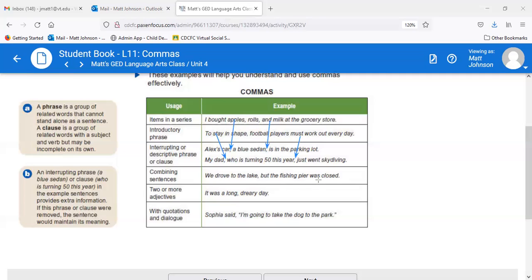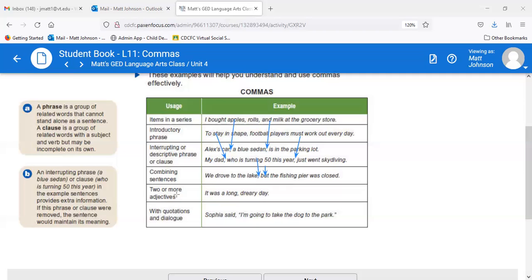Subject, the fishing pier, was. Our verb, closed, finishes the statement. We combine them in the middle with a conjunction, but, and our comma. And then two or more adjectives.